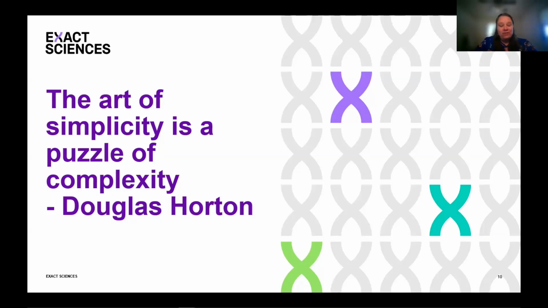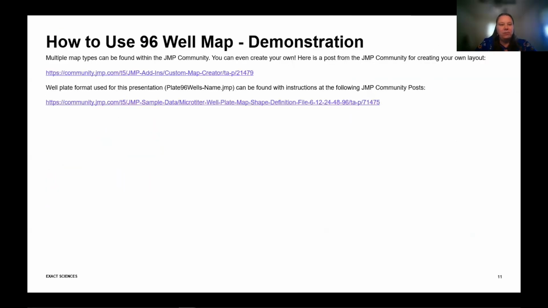Since we used JMP to be able to do this investigation, I just wanted to share a couple of tips on what we saw, how we determined we could use this tool. So there are multiple map types found within the JMP community. You can even create your own. So I included a post here on how to create your own type of layout. The second post is actually the well format that we used to do this investigation. It was the plate 96 well-name.jmp file, which can be found in the associated link below.